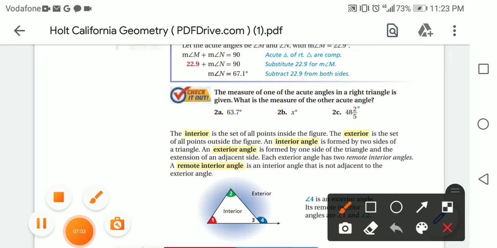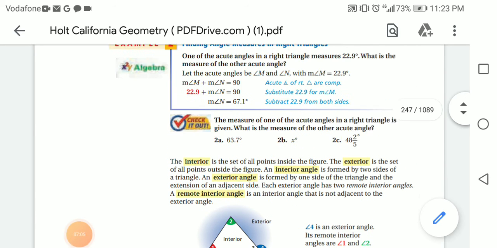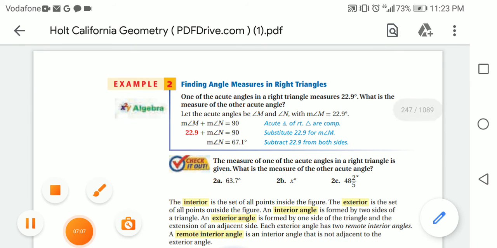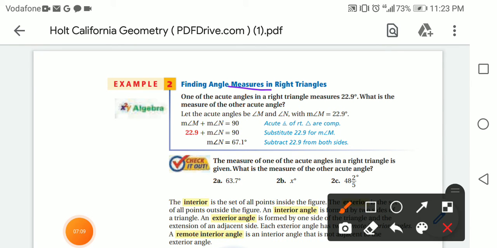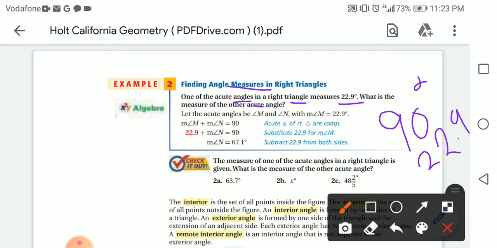Okay, so here is example 2, finding angle measures in right triangles. One of the acute angles in a right triangle measures 22.9 degrees. What's the measure of the other acute angle? You have a right triangle, 90 degrees, and you have 22.9 degrees, so the remaining angle will be 67.1 degrees.